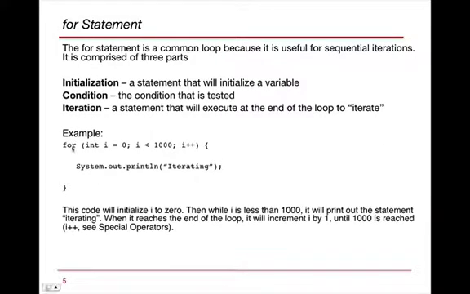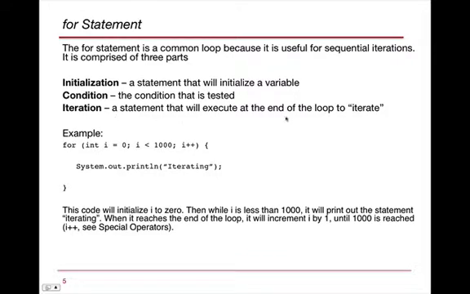So the for statement is a common loop because it's used for a lot of sequential iterations, say 1 to 100 or 1 to 1,000 or something along those lines. As we said before, the initialization is a statement that initializes the variable, and you can see here, int i is equal to 0. The second piece to this is a condition, i is less than 1,000, and that is generally like the others.